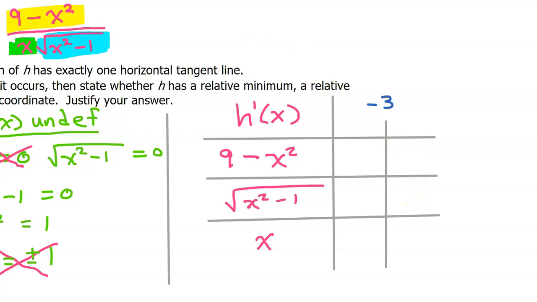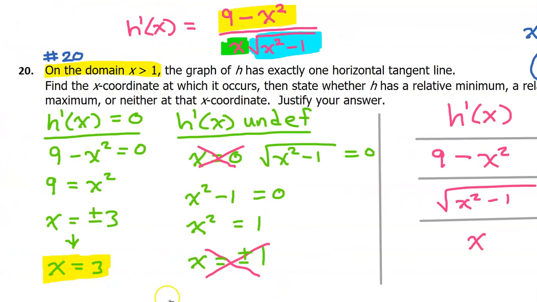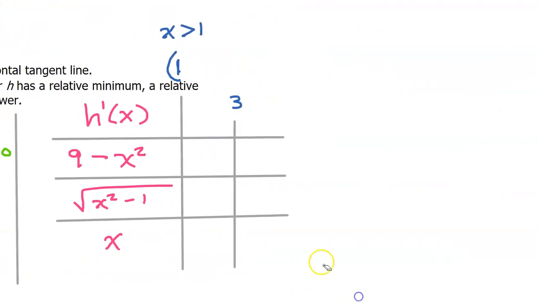I should put a 1 right here, okay, with a parenthesis, because remember x has to be greater than 1, so we're not going past 1. Wait, that was silly. I put negative 3. This is x equals positive 3, of course, because like I just said, x has to be greater than 1, so negative 3 wouldn't have even made sense. So let's examine these factors and decide if they are positive or negative in each interval.